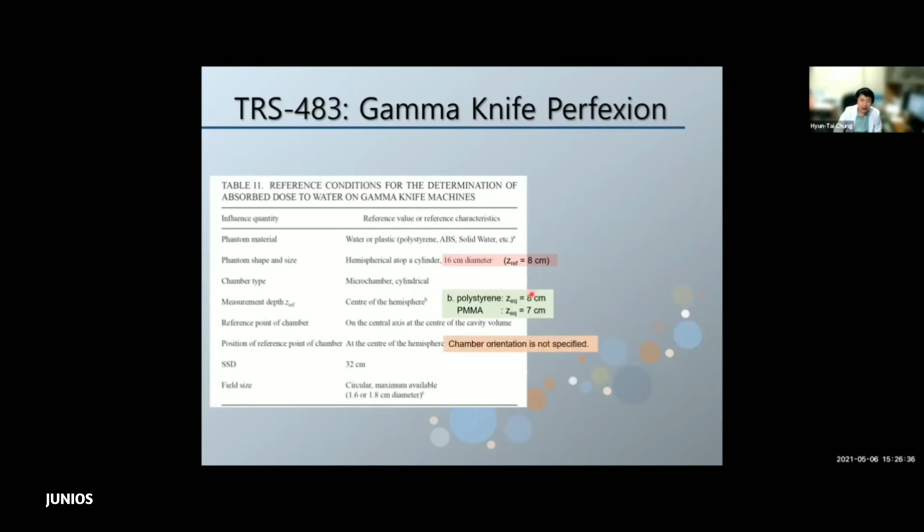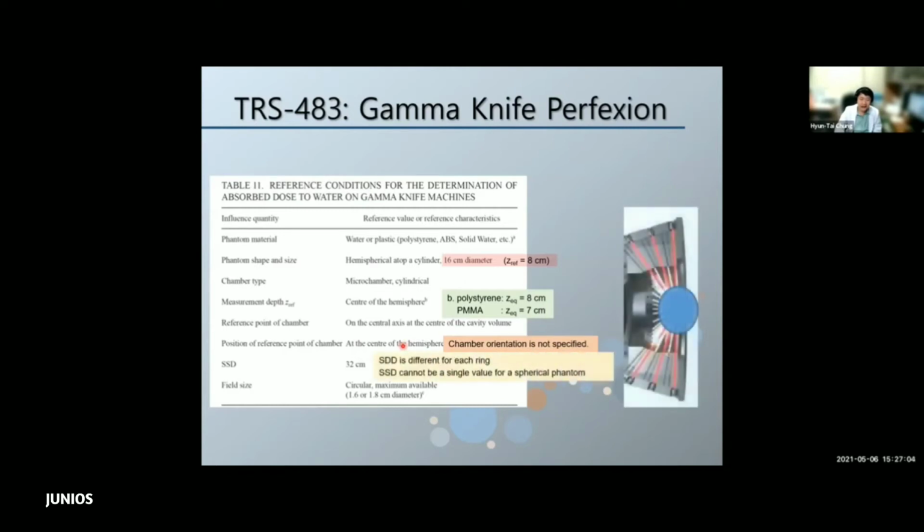And so they suggest to put the chamber at the center of the machine. It looks okay, but they did not specify the chamber orientation. We can put the chamber along the couch direction, or sometimes we can put the detector perpendicular to the jet direction, but there is no specification on orientation. You will see what is different.